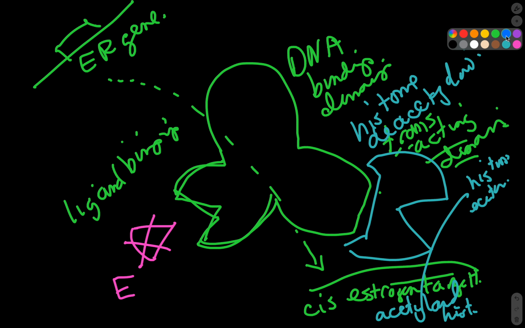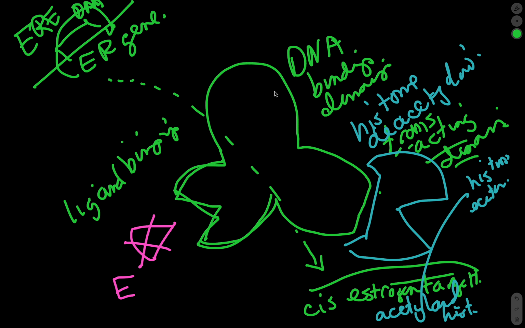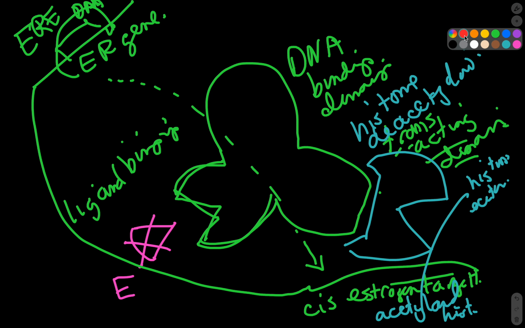Now, the next thing to mention about this is, remember that this ERE, estrogen response element, DNA, can act at a distance, and it can act at either orientation. It can even be downstream of the gene. Because what's happening here is we're tethering it. And what are we tethering? And the answer is we're tethering this enzymatic activity to this region.